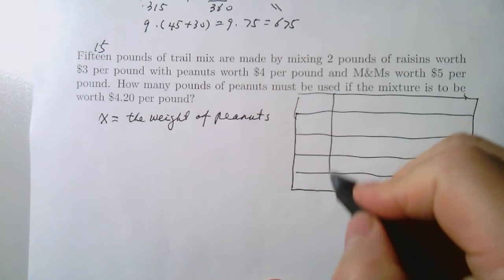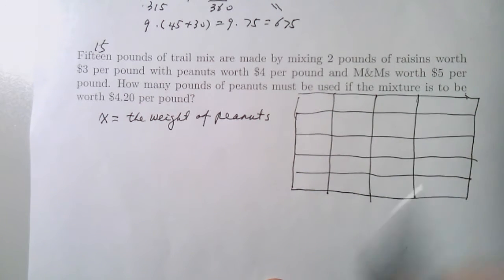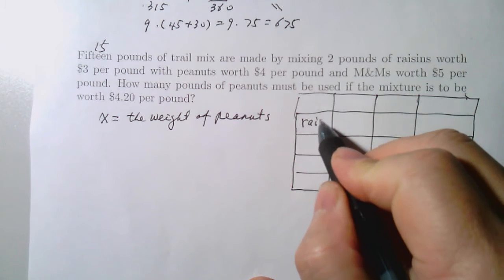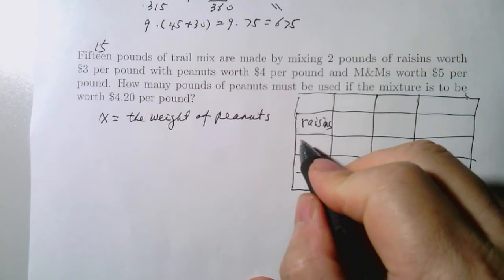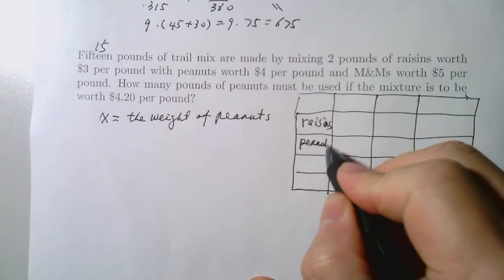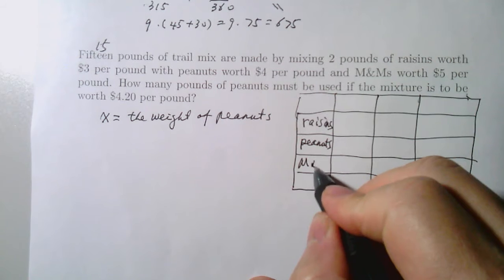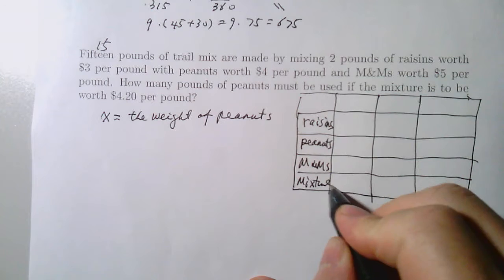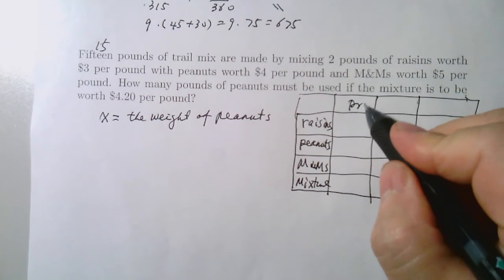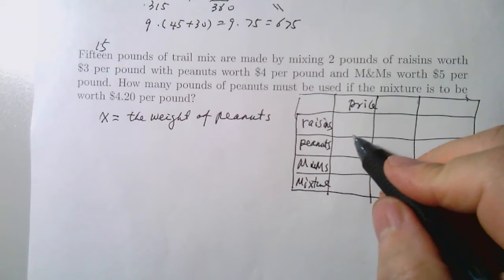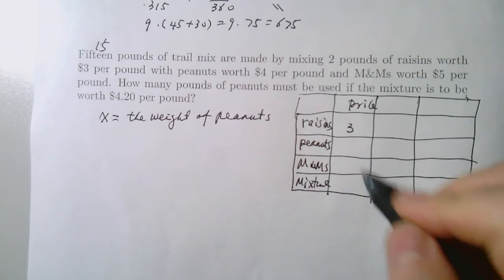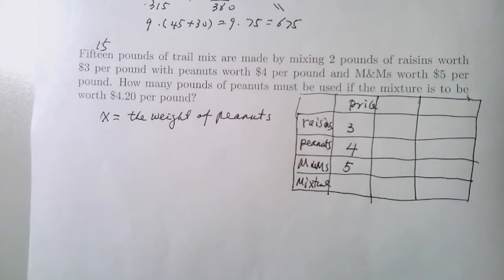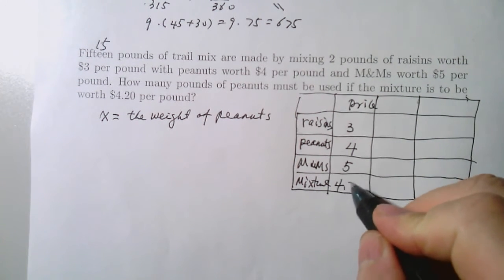Okay, so here, let's take a look. First we have raisin, and then we have peanuts, then we have M&Ms, and this is the mixture. And the price here, raisins is $3 per pound, peanuts is $4, M&M is $5, okay? And the mixture is $4.20.